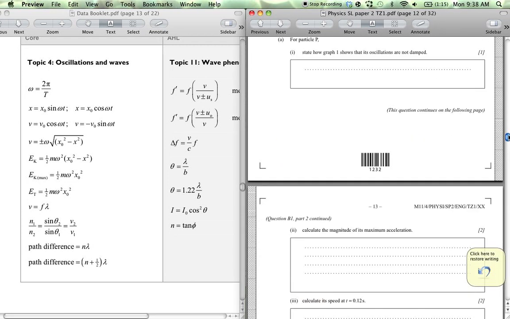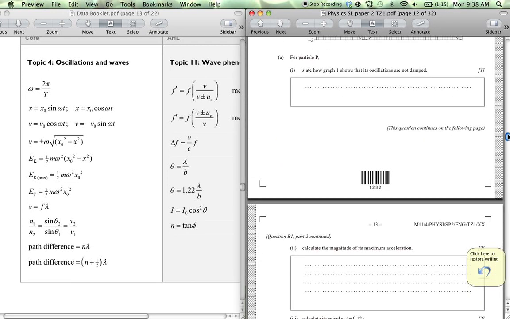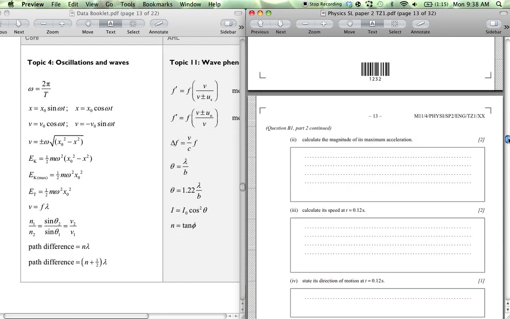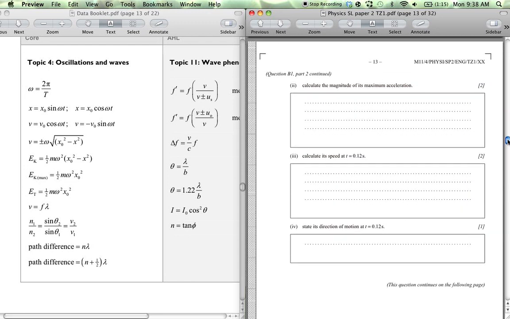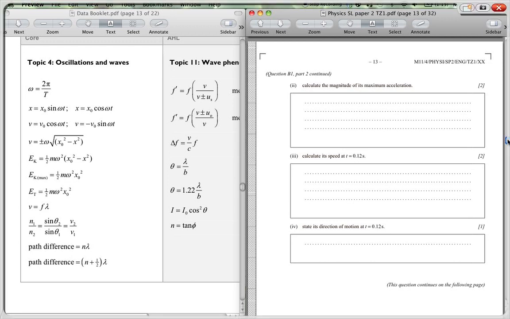Going over the page, we're going to need to keep on coming back because there are some things that we need to look at there. I've got my diagram here on a piece of paper, so you can check your piece of paper, also your actual question sheet. Calculate the magnitude of its maximum acceleration.